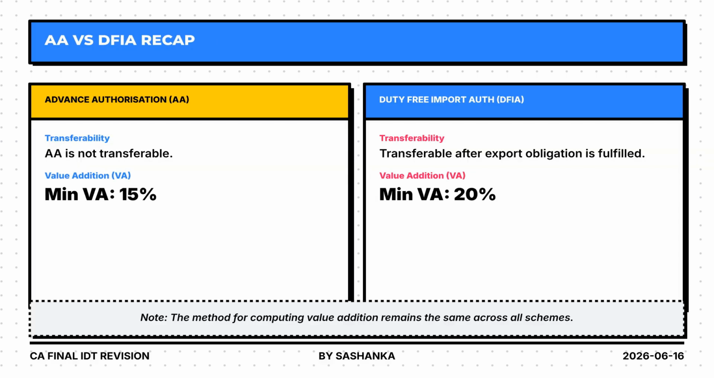Let's quickly compare Advance Authorization and DFIA. The first difference is transferability. Advance Authorization is non-transferable, whereas DFIA becomes transferable after fulfillment of export obligation. The second difference is value addition. Advance Authorization requires a minimum value addition of 15%, while DFIA requires 20%. However, the method of calculating value addition remains the same in both schemes. A simple memory trick is 15 for AA and 20 for DFIA. This comparison is frequently tested through MCQs and short conceptual questions.